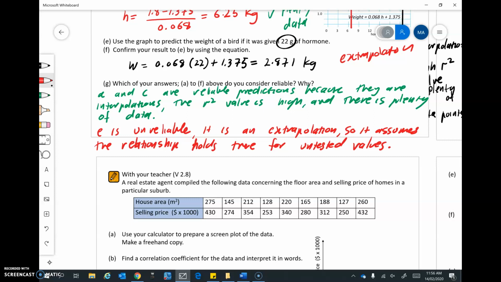Righto, so go ahead and look at the description for the video. Start making predictions, but not just making predictions, actually considering the reliability of those predictions.